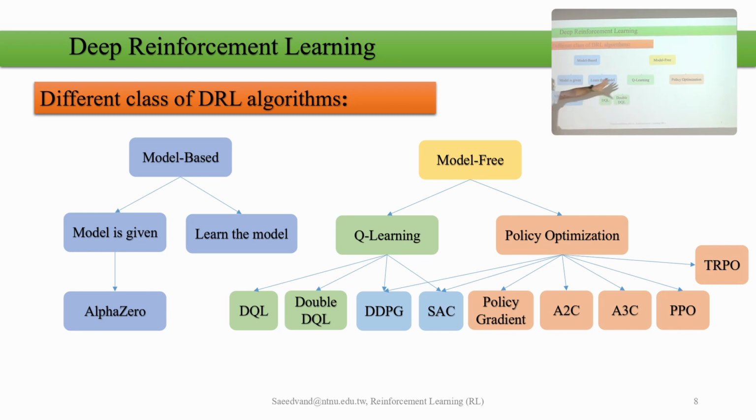Apart from the Q-learning class, we have policy optimization techniques as another subclass of model-free. In policy optimization, we have policy gradient. What is it? It tries to optimize the policy directly, not based on the value. It just tries to say, okay, left is good or right is good. So one is policy gradient. We have A2C, A3C, and we have the PPO technique over these classes.